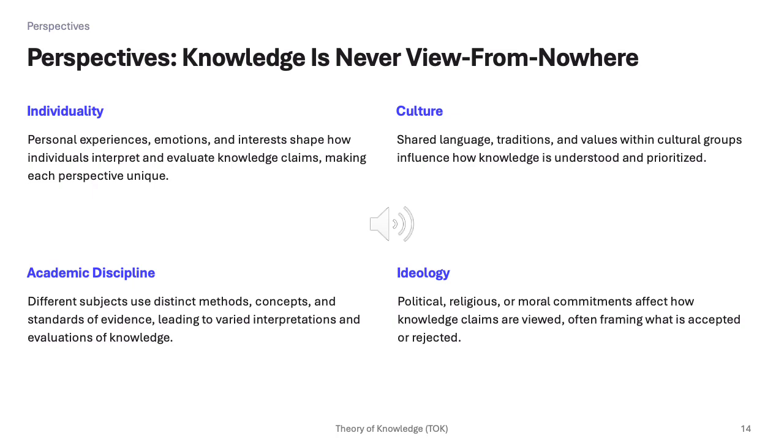The second element is perspectives. Knowledge is never viewed from nowhere, it always comes from a specific viewpoint. This is shaped by individuality, your personal experiences and emotions. It is shaped by culture, the shared language and traditions of your group. It is shaped by academic disciplines, as different subjects use distinct methods and standards of evidence. And it is shaped by ideology, political, religious, or moral commitments that affect how knowledge claims are viewed and whether they are accepted or rejected.